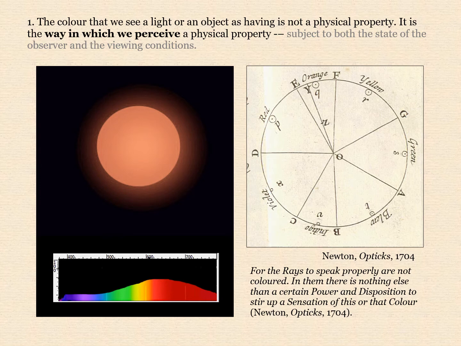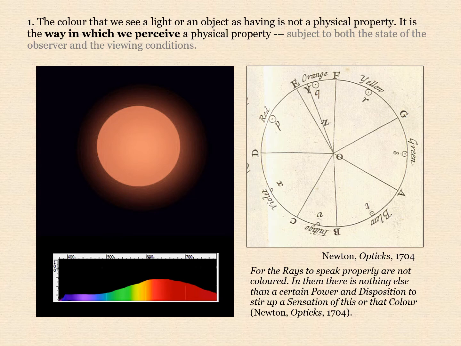This view of colour began in substantial detail with Sir Isaac Newton's research into the physical basis of colour. Through much of his writings, Newton speaks of the rays of light as being coloured, or indeed as being colours. But in his Optics, first published in 1704, he states that, "For the rays to speak properly are not coloured. In them, there is nothing else than a certain power and disposition to stir up a sensation of this or that colour."